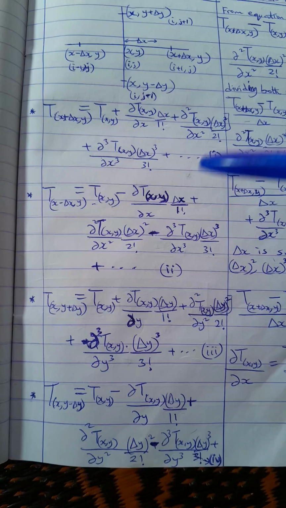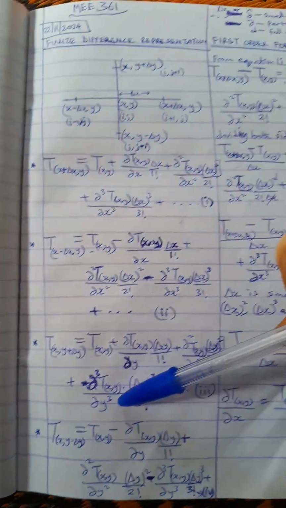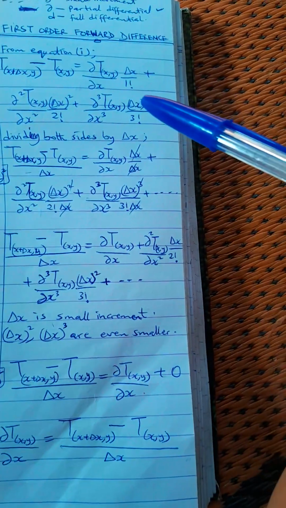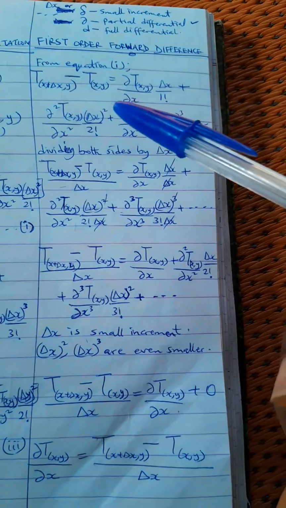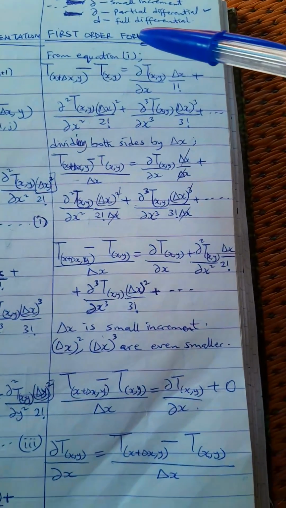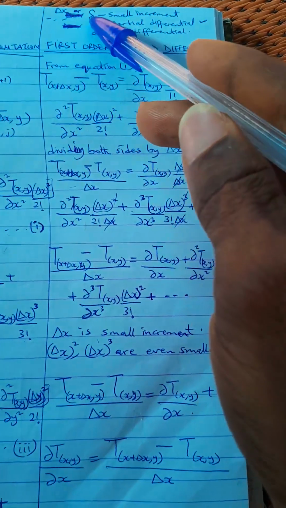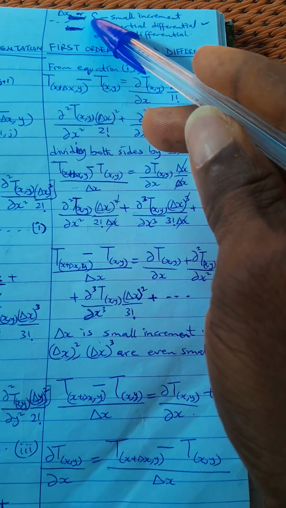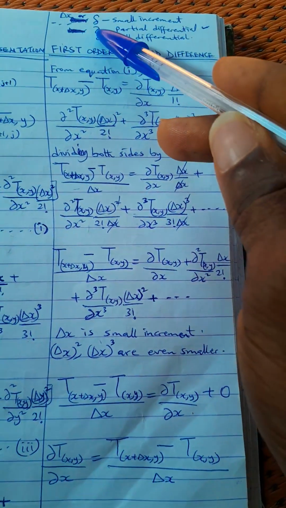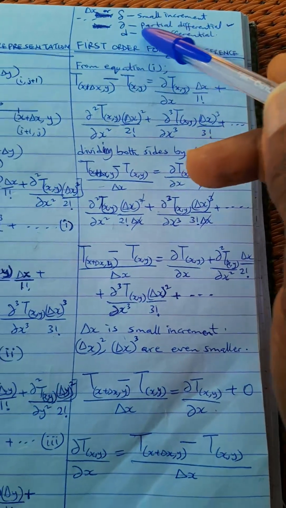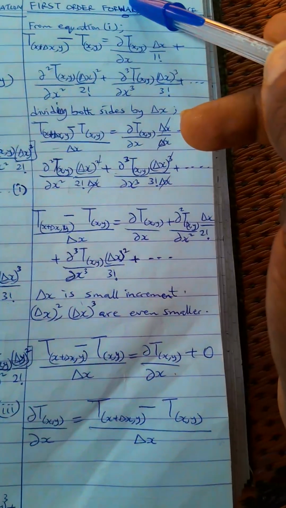So that's all for the equations you need for the finite difference representation. And make sure you note this also. Delta x, or this delta s, is small increment. So this one like this is partial differential, and this one is full differential. So note that. Don't just be writing d for everything.